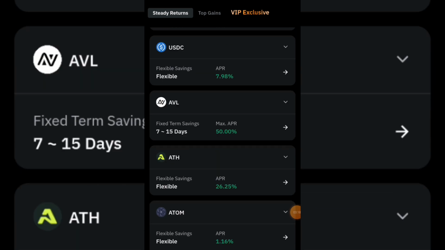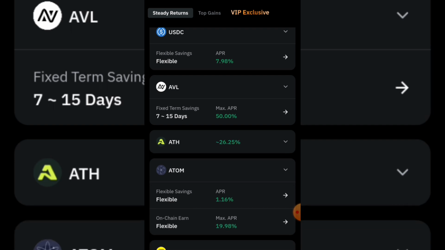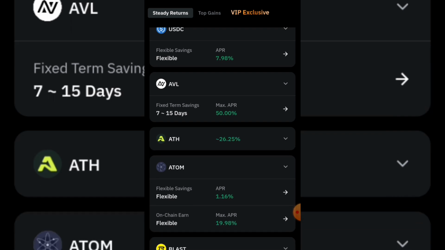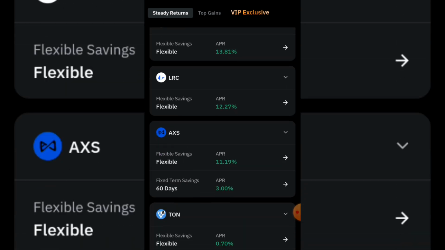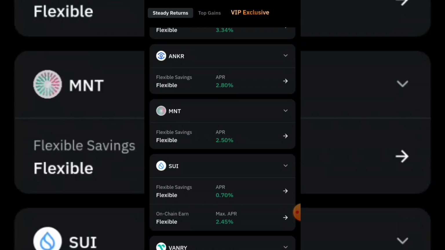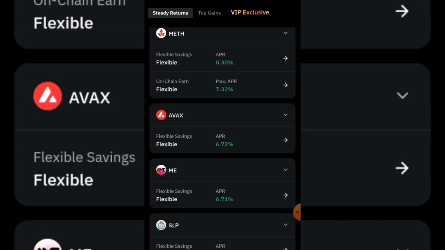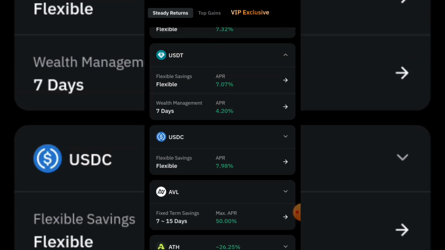Then we have this coin, which is Aave, where we are having 50%. That's 15 days, so 7 to 15 days. That means when you stake your money, you have to wait for the next 7 to 15 days before you can withdraw or get your money back. Atom, we have a whole lot of coins here that you can invest in. This is an investment opportunity. But today we are going to use USDT, and I'll explain in detail how to do that.